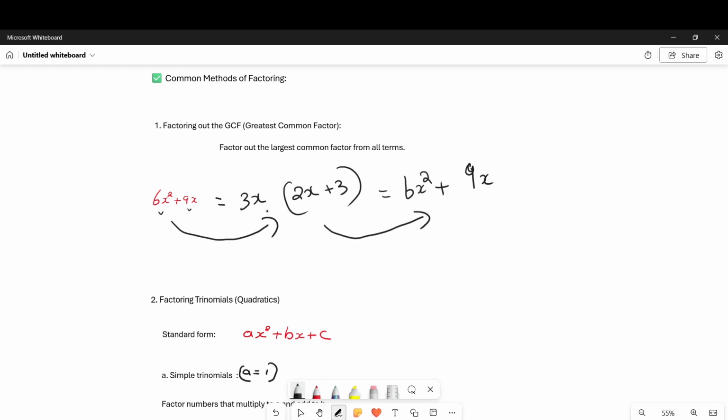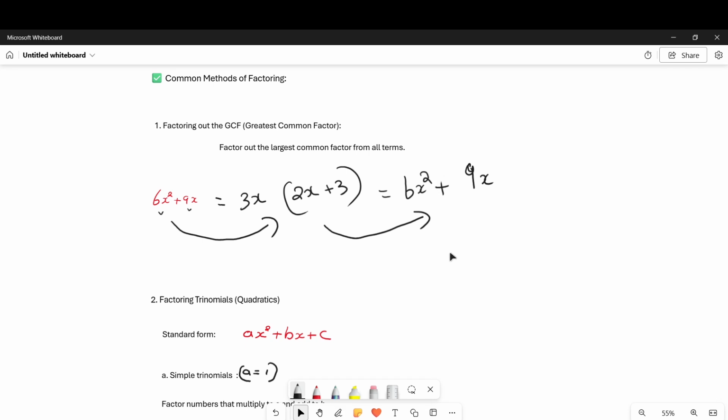This is how we find the greatest common factor and pull it out. 3x is the greatest common factor for both terms, so we pull that 3x out. Then what remains is 2x plus 3. These are the two factors: one factor is 3x, the other factor is 2x plus 3. This is how we use the GCF technique.